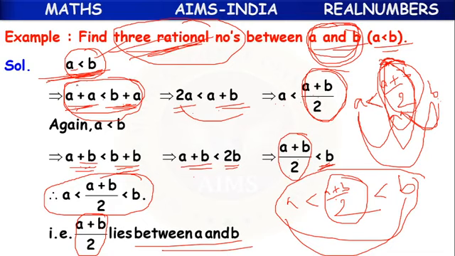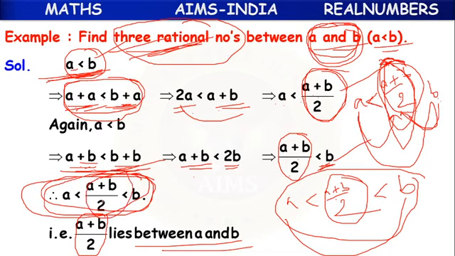What we have done, children: on both sides we added a and got one relation. On both sides we added b and got a second relation. From the two relations we can tell that this new rational number lies between a and b.